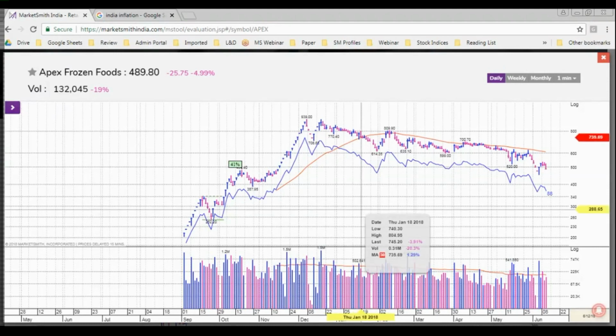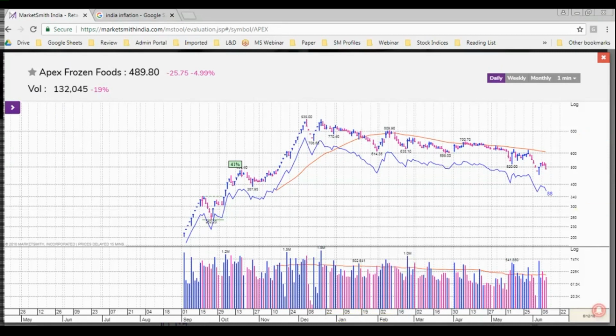Whenever a stock breaches its 50-day line, we always recommend selling it. There are two reasons.